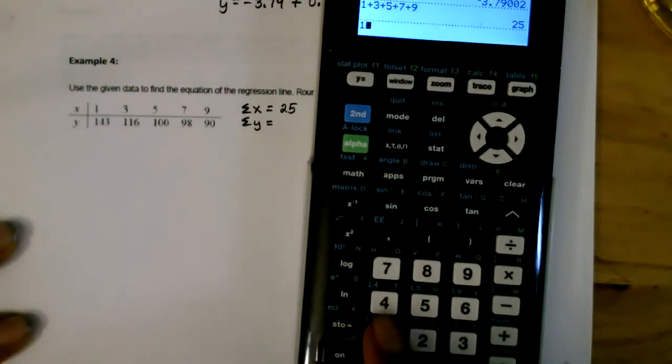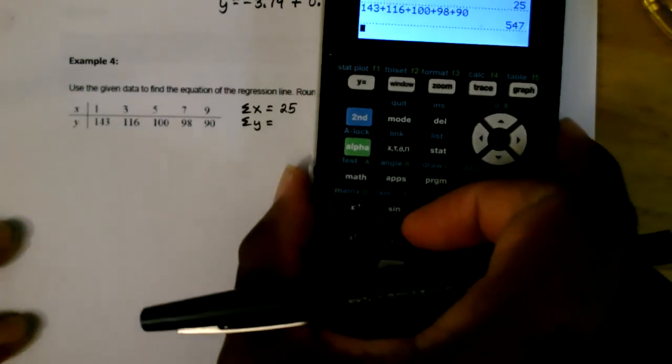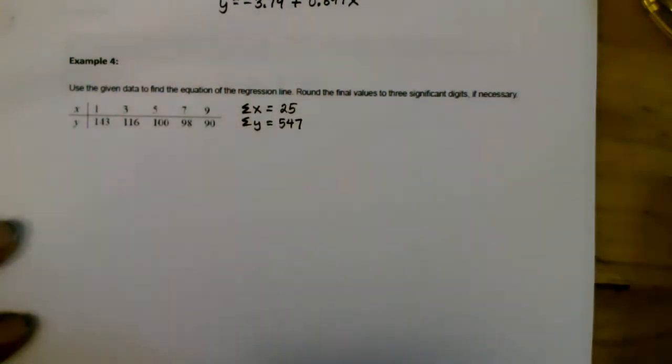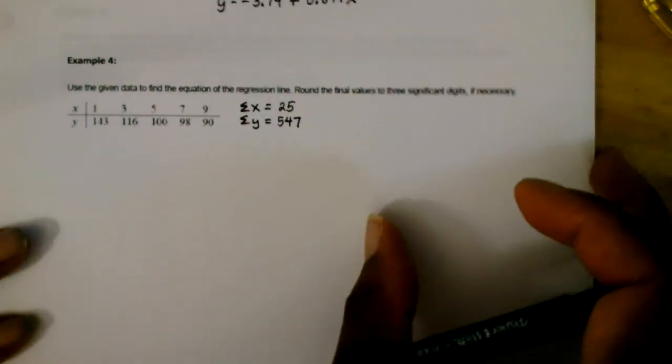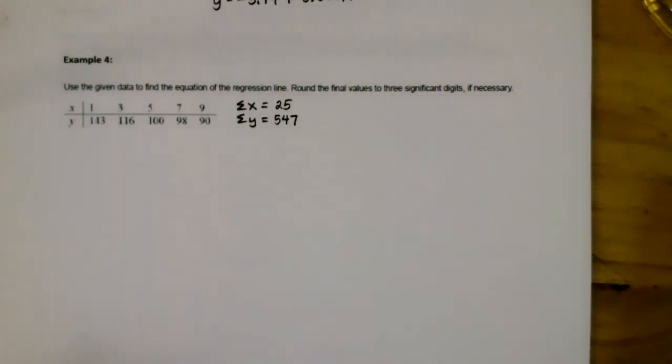And the sum of the y's, this will be 143 plus 116 plus 100 plus 98 plus 90. That would give me 547. So the sum of the y's is 547. Okay. Now I need the sum of the x squares and the sum of the x times y.